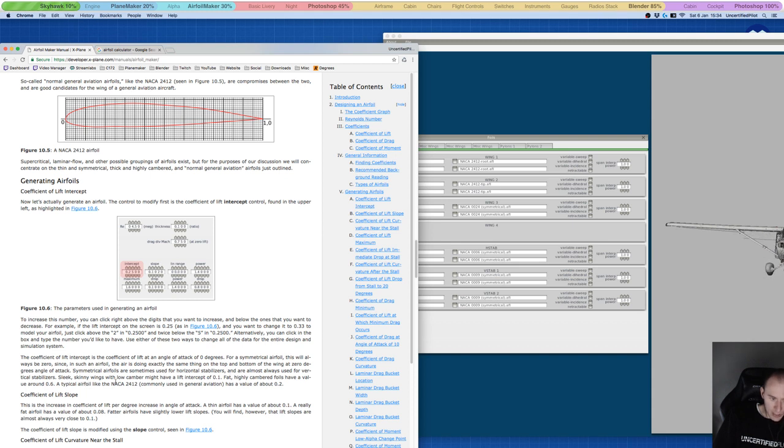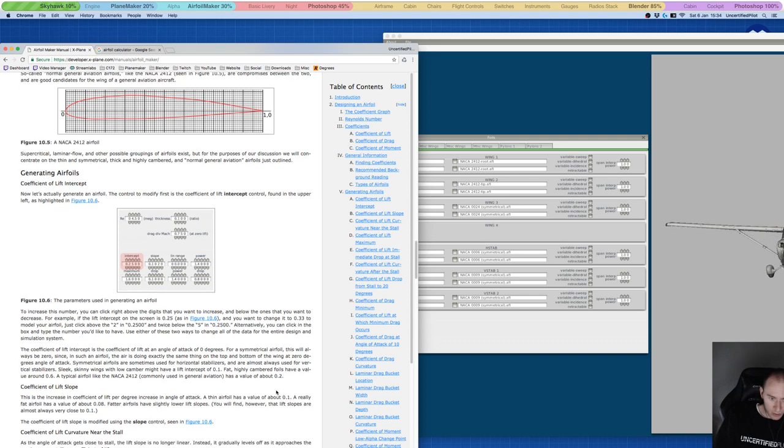Sleek, skinny wings with low camber might have a lift intercept of 0.1. Fat, highly cambered foils have a value around 0.6. A typical airfoil like the NACA 2412, commonly used in general aviation, has a value of about 0.2.